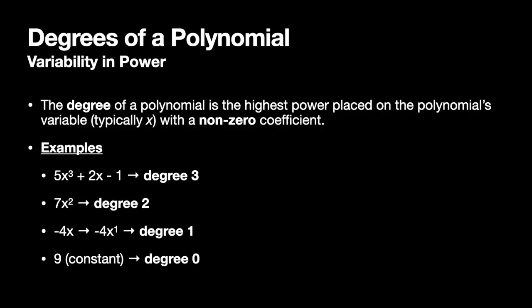Then next, we have negative 4x, which we can rewrite as negative 4x to the power of 1, which gives us a degree of 1. And then finally, constants, which we saw previously. A constant of the number 9, for example, basically has a degree of 0. The reason for this is we can think of the constant 9 as the term 9x to the power of 0. Now recall from one of the earlier videos that anything raised to the power of 0 is equal to 1. So we just have 9 times 1, which is 9, and a degree of 0.